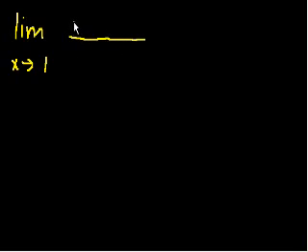Let's say, my pen is not working. Okay, the limit as x approaches 1 of, let's say it's x squared plus x minus 2. As you can see, I do all of this in my head, and I'm prone to mistakes. And all of that over x minus 1.